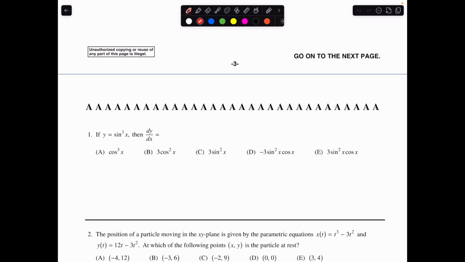So y is just equal to sine x to the power of 3, and we want to find dy/dx. We do the power rule, so we bring down the 3, then we have sine, and then we have to multiply by the derivative of the inside, which is the chain rule. That means my answer is 3 sine squared of x cosine x. So my answer is E.